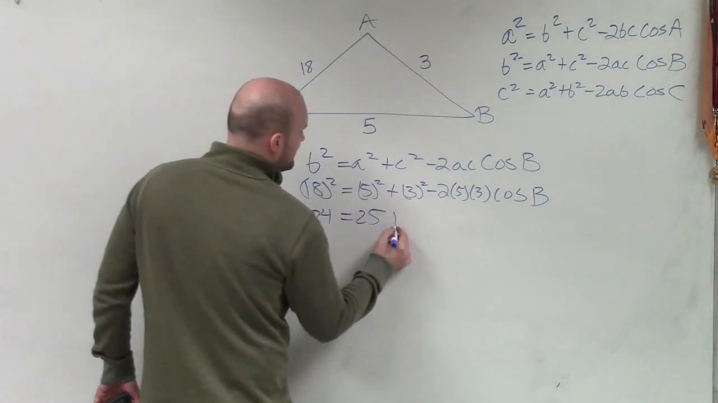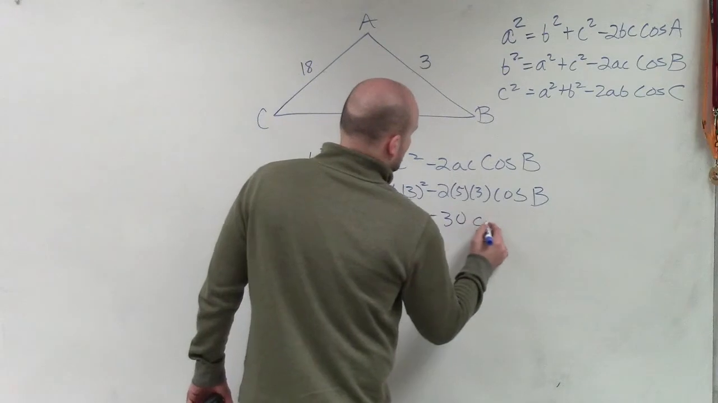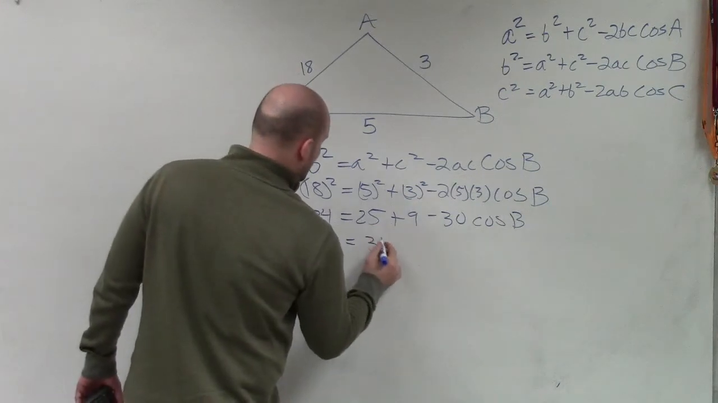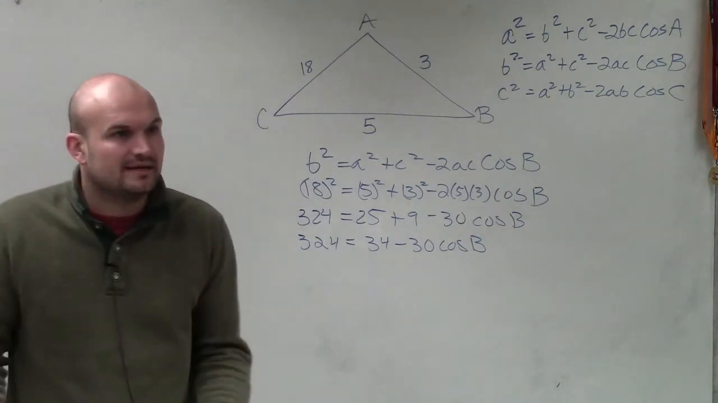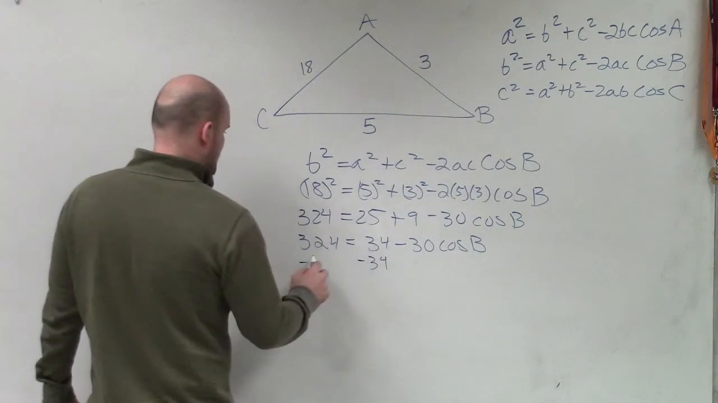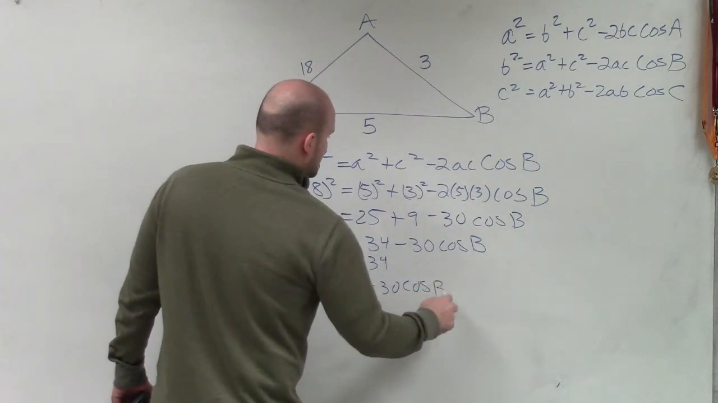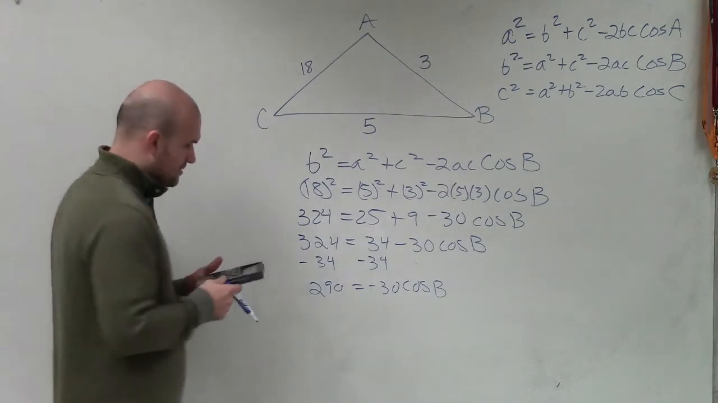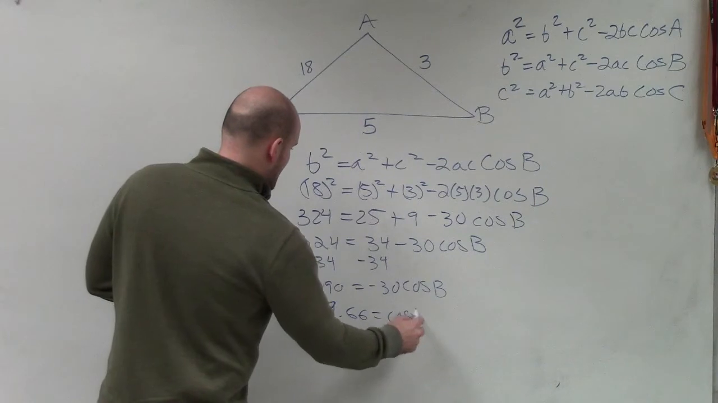We obviously know this is 25 plus 9, minus 2 times 15, so it should be minus 30, times the cosine of B. So 324 equals 34 minus 30 times cosine of B. Now again, remember, we're trying to isolate the B. So let's apply our inverse operations. I will subtract 34. So I have 290 equals negative 30 times cosine of B. Then I take 290 divided by negative 30, and I get negative 9.66 repeating equals the cosine of B.